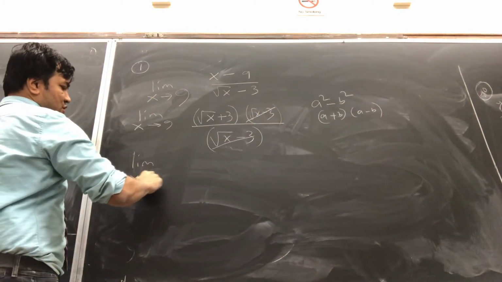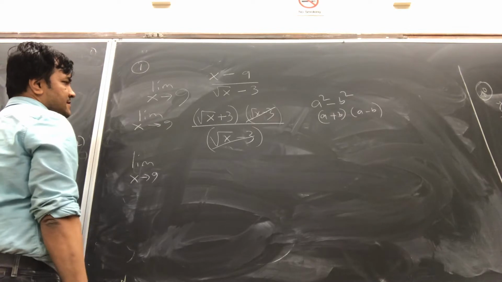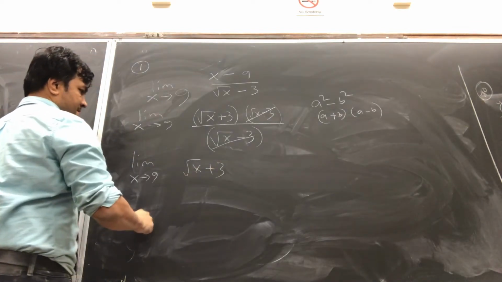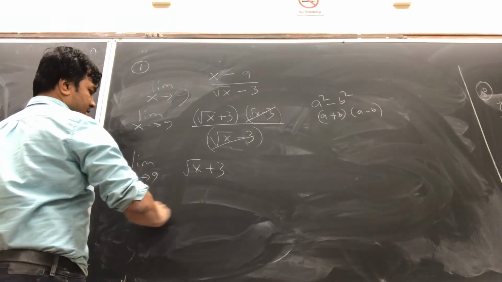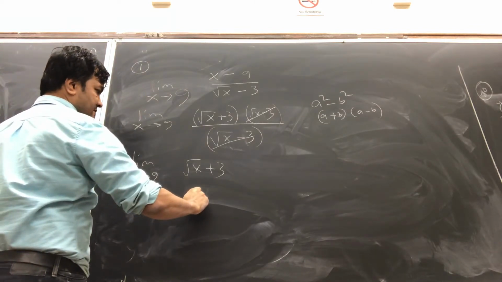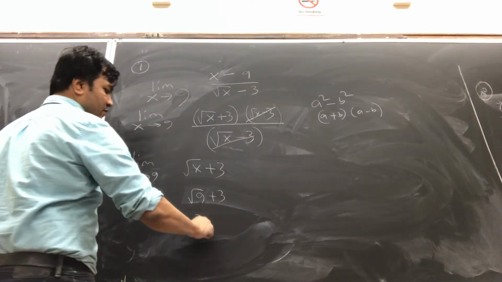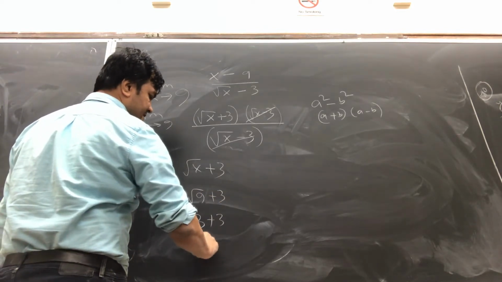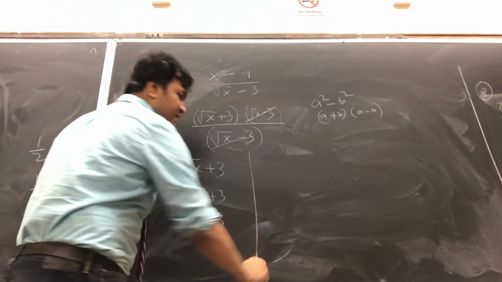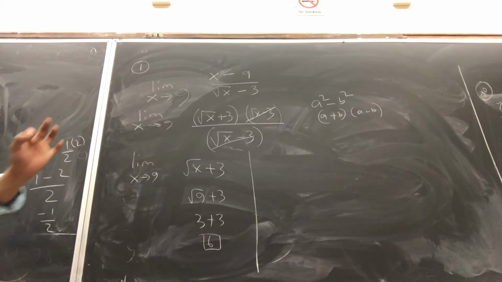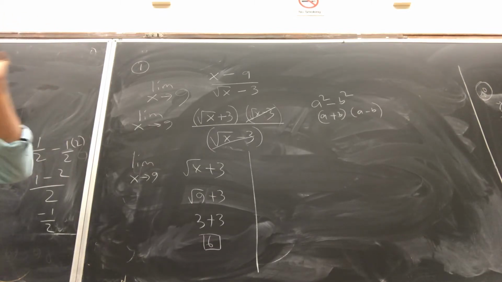Limit as x goes to 9. What is it? Square root of x plus 3. So this would be the square root of 9 plus 3. And that is 3 plus 3. And that is 6. This is one approach. Now we're going to use the graph. This is fine. It is 6. The limit is 6 when x goes to 9.